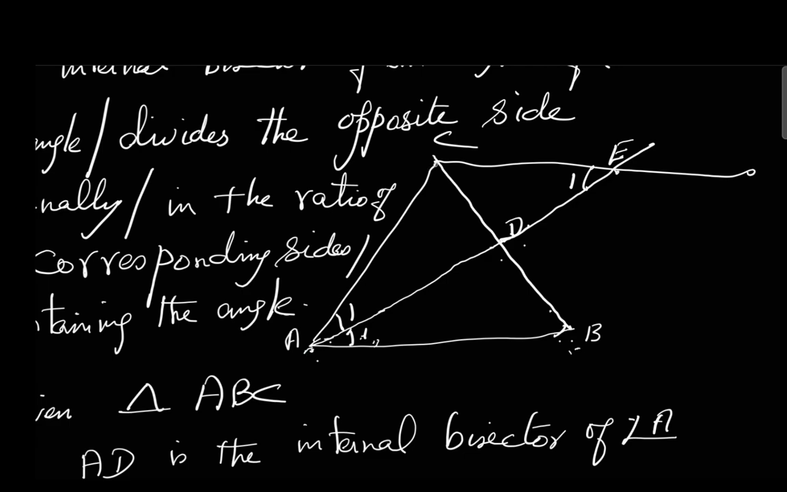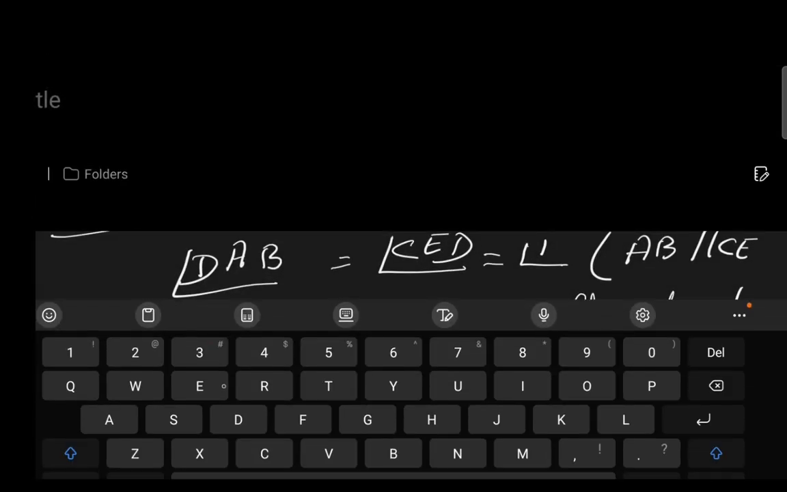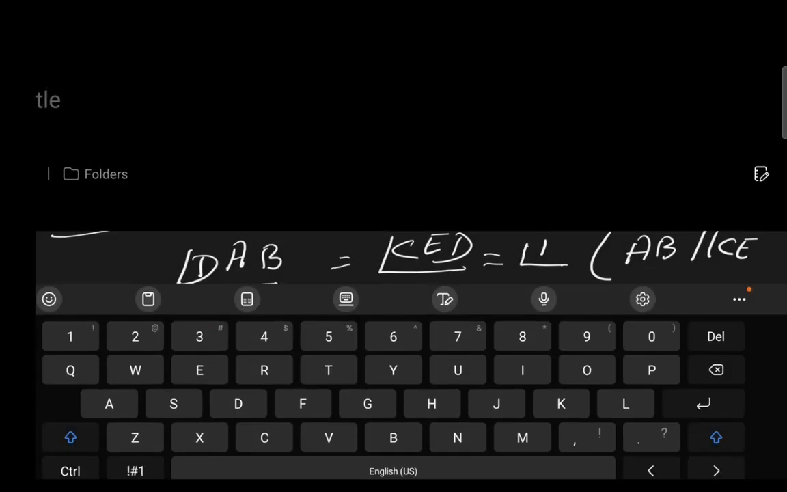So you take the bigger triangle ACE. In this, two angles are equal, so the side opposite to them is also equal. If two angles are equal, the sides opposite to them are also equal. So two sides are equal means this bigger triangle becomes an isosceles triangle. Here AC is equal to CE.